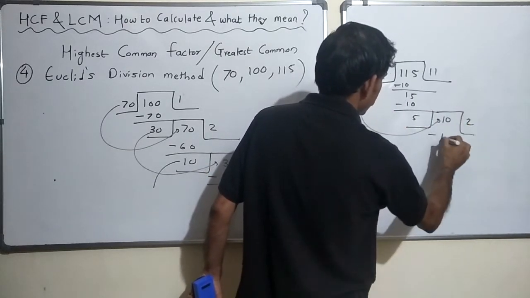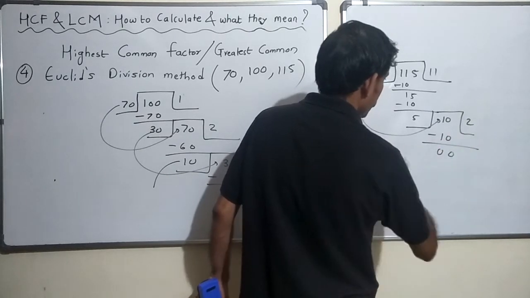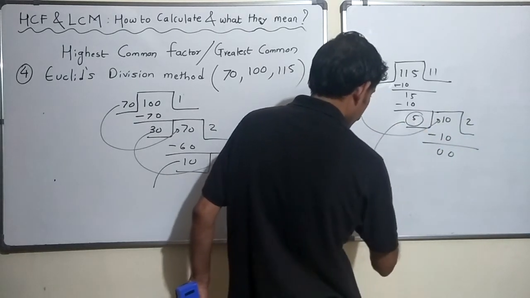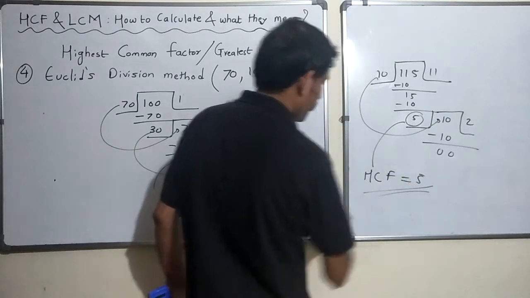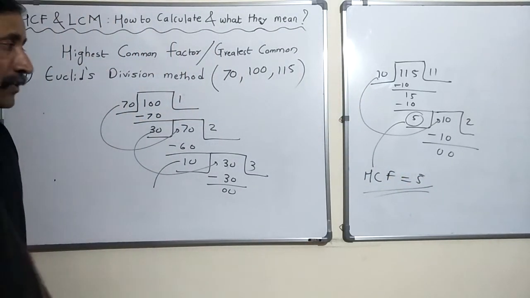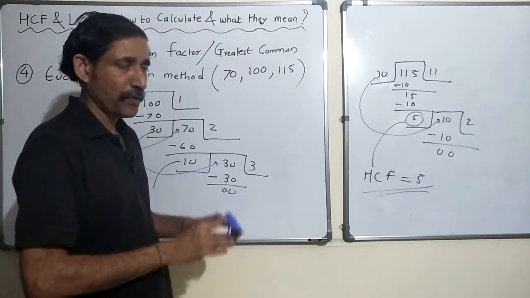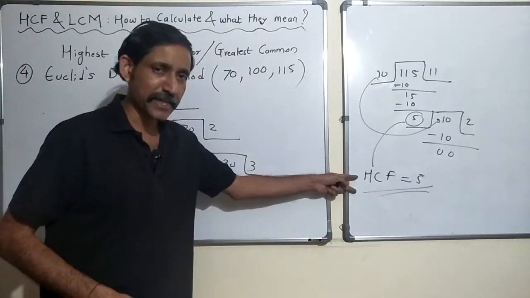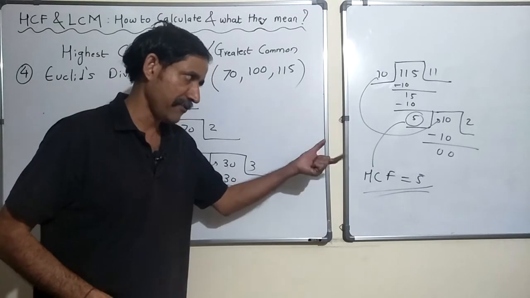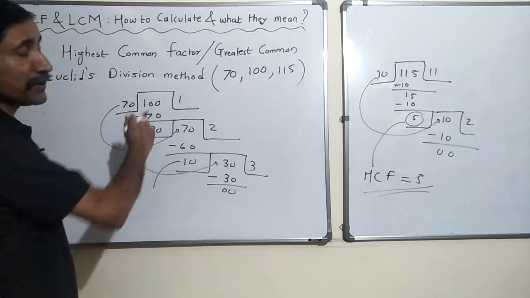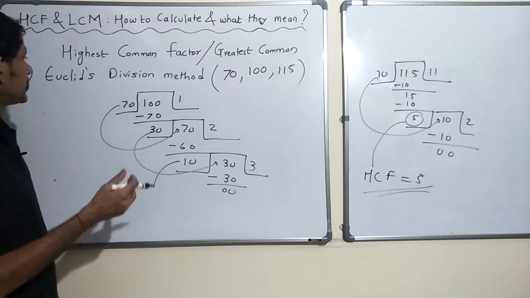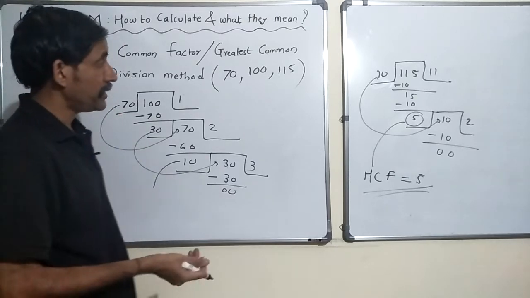5 twos are 10, and we are done. So the HCF is 5, right? Go ahead and verify whether HCF equal to 5 is the right answer with the other method that we studied, the other earlier three methods. You can go ahead and verify that.